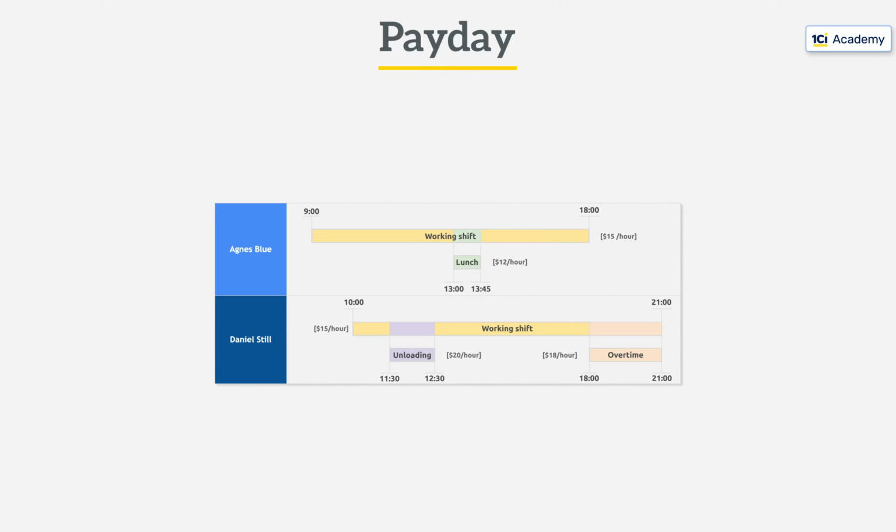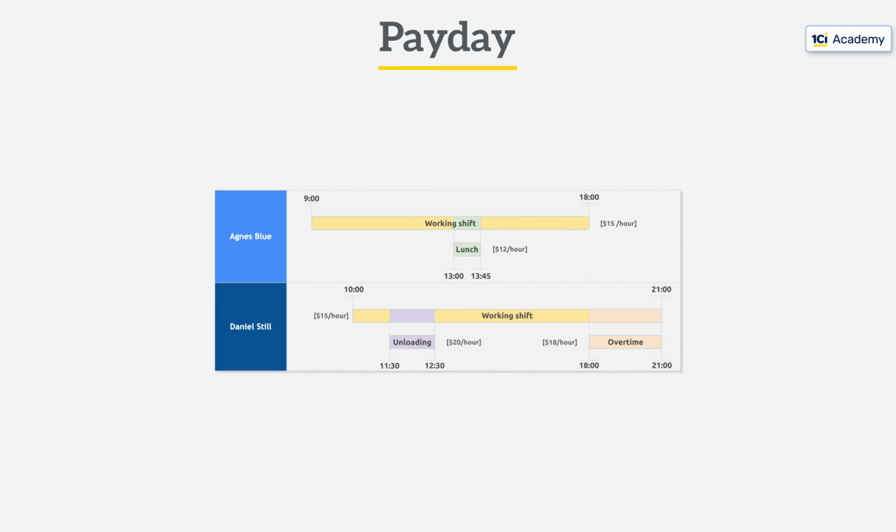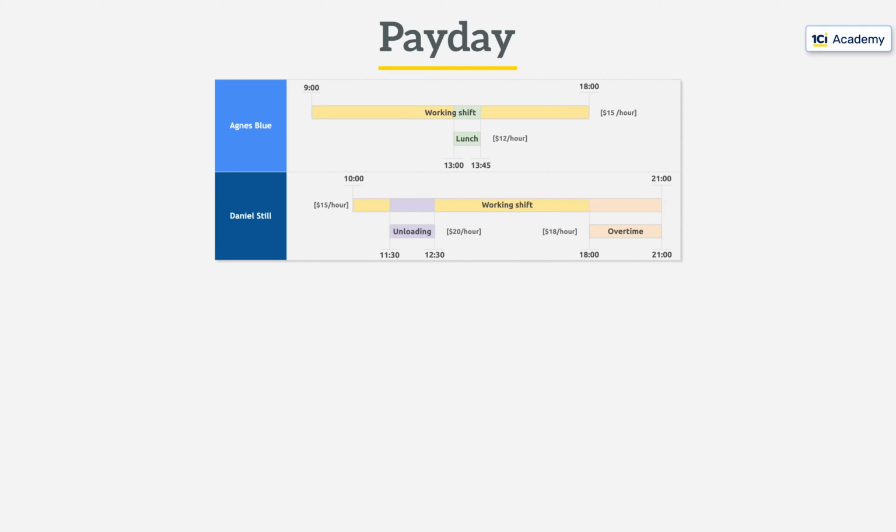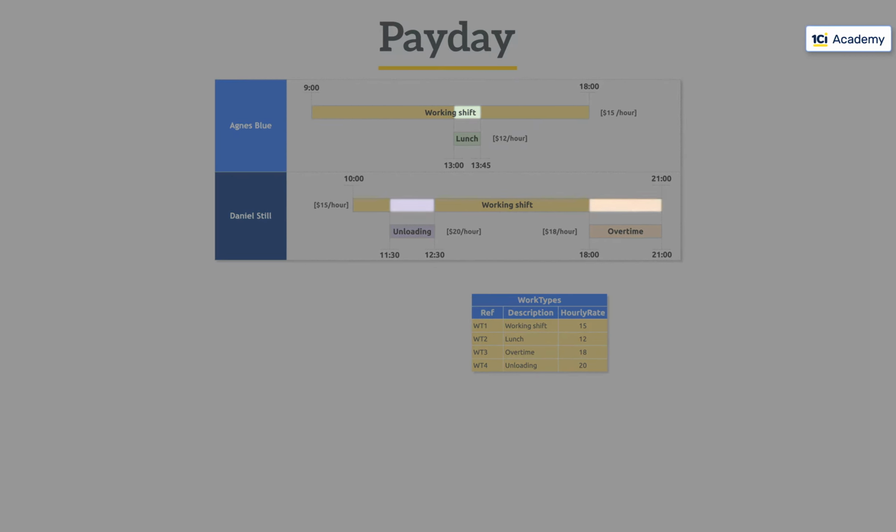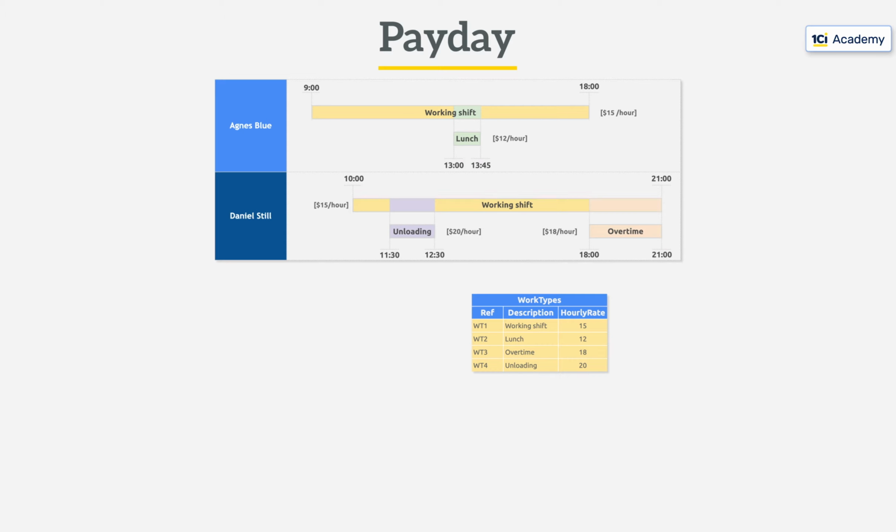Let's see what metadata objects we need to make this work. First of all, we need some place to keep all different work types we've got. We also need a way of telling what should happen when different work types overlap each other, like in these cases. During these 3 periods of time, the normal working shift, rated at $12 per hour, was interrupted by differently rated types of work. So we need to know what rate to use here.